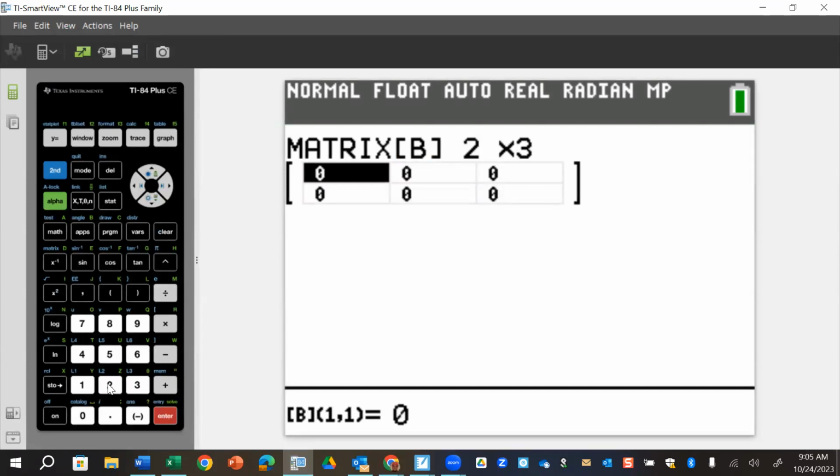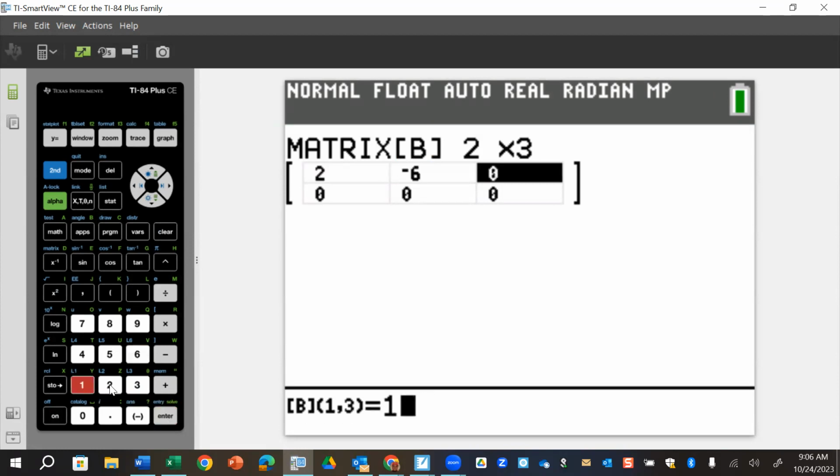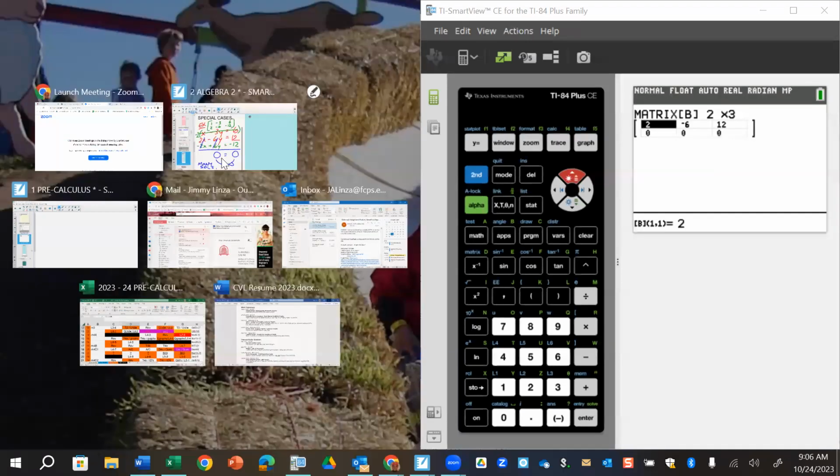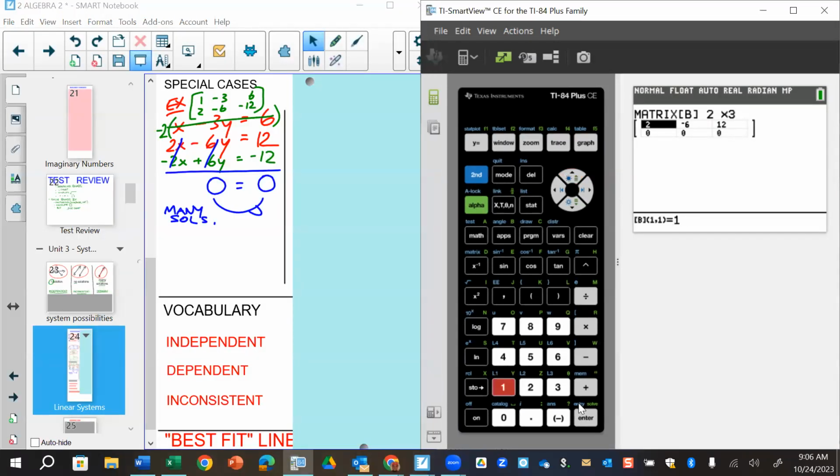So read those to me again. Give me the original one. The original one had a 1 in it. All right. 1, 3, 6. And the bottom had the 2, negative 6, negative 12, you told me before.